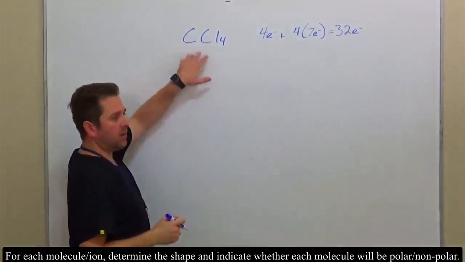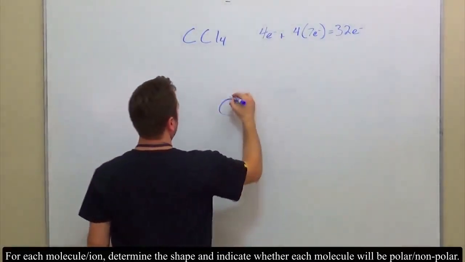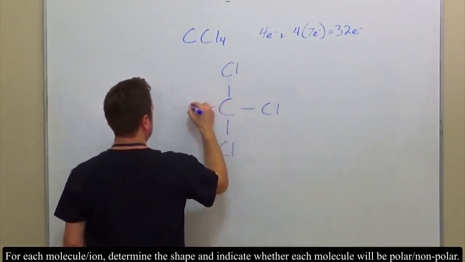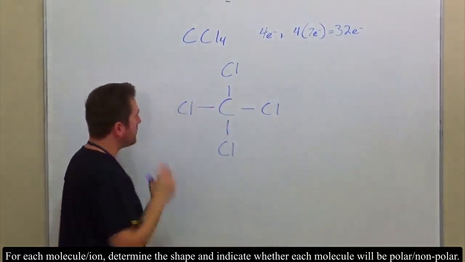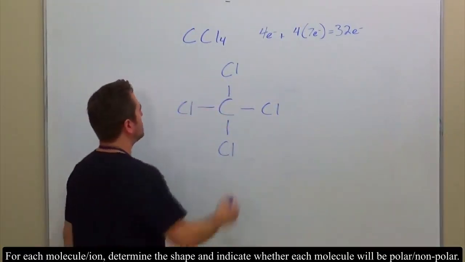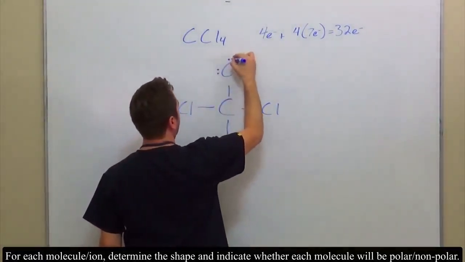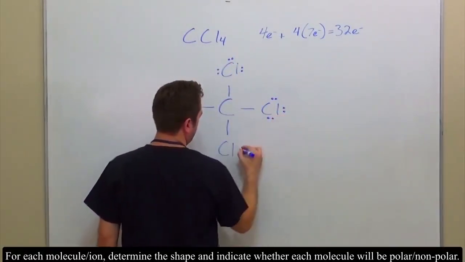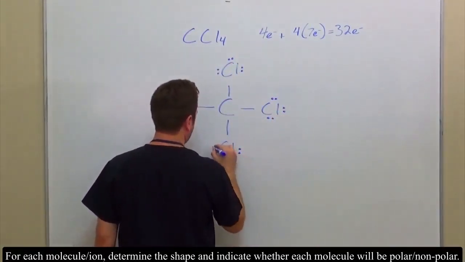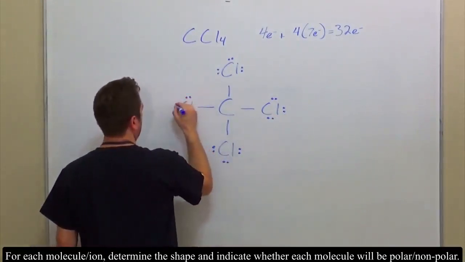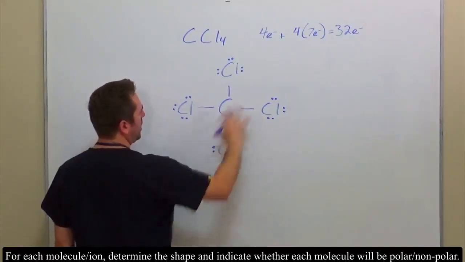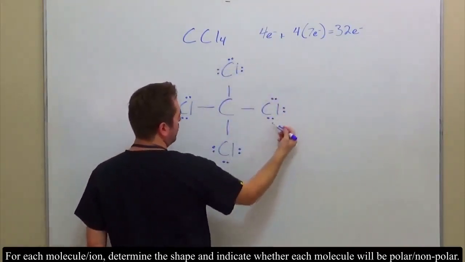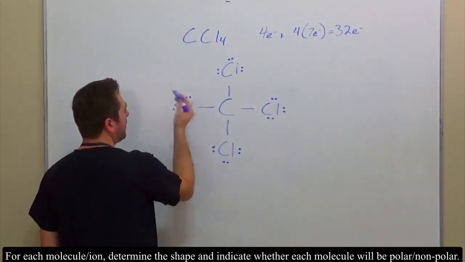Now carbon obviously is going to be in the middle, and it's going to be surrounded by chlorines. So here's our carbon. I'm going to go ahead and connect them all to the carbon, rather. Okay, so we've accounted for 2, 4, 6, 8. So now we got to go through the lone pairs. All right, the octets are satisfied, so let's go through and count again. 2, 4, 6, 8, 10, 12, 14, 16, 18, 20, 22, 24, 26, 28, 30, 32 electrons.